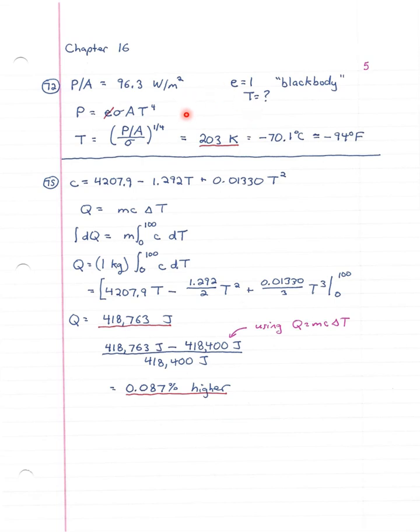So we'll use the black body radiation equation. Power is emissivity times Stefan-Boltzmann constant times A T to the 4th. Solve for temperature. So it's P over A over sigma. I'm leaving A in the numerator as P over A because that's the value as we're given it, P over A. When you plug in the values, you should get 203 Kelvin, or negative 70.1 degrees Celsius, or negative 94 degrees Fahrenheit.